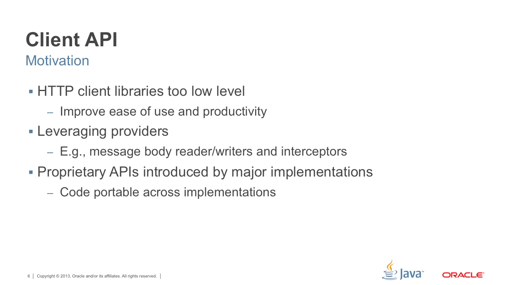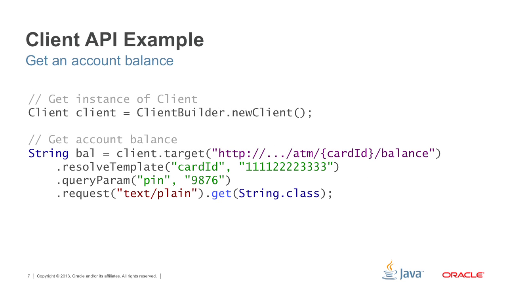In addition to that, we can leverage providers from JAX-RS, namely message body readers, writers, and a new concept, interceptors, that I want to talk about. By doing that, we reduce the need for proprietary APIs, and we allow our applications to be portable. So let's take a look at an example of the kind of things we can do with the client API. We've already seen the ATM service, the RESTful service, and now we're going to see how we can access resources from that service. The client API is a so-called fluent API where we build the request continuously until we're done and we execute the request against the service. So the first step we need to do is create an instance of Client.